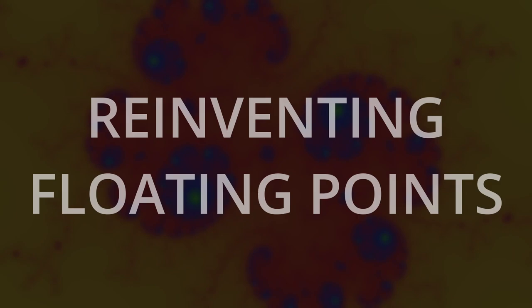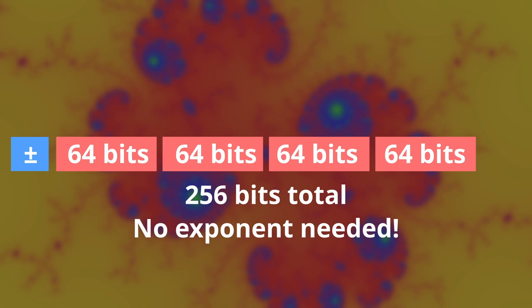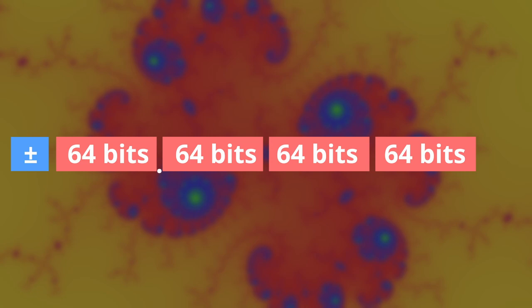Here's the plan. We'll use an array of 64-bit unsigned integers that will act like one giant 256-bit number, and then we'll add a sign bit somewhere in there. We don't need an exponent because we're just going to be dealing with numbers between 0 and 2, so we can just assume that the decimal point is between the first and the second integer. This is known as fixed point, but I'll just call it big floats because big fixed just sounds weird.